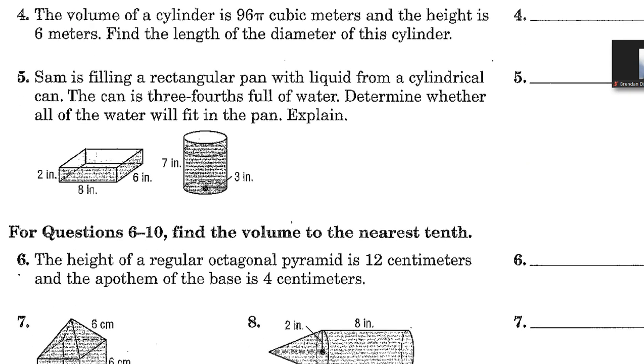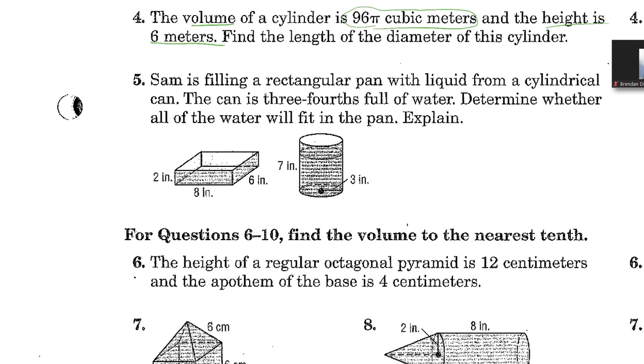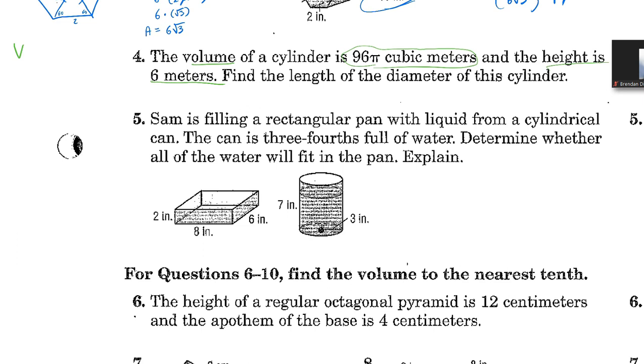All right, let's do the next one. Volume of a cylinder: it gives us the volume, and the height is 6. Okay, so that's the height. Find the length of the diameter of the cylinder. So we know the volume of the cylinder is just base times height, or pi r squared times height. We're given that the volume is 96 pi, and we're given that the height is 6, so we have 96 pi equals pi r squared times 6.